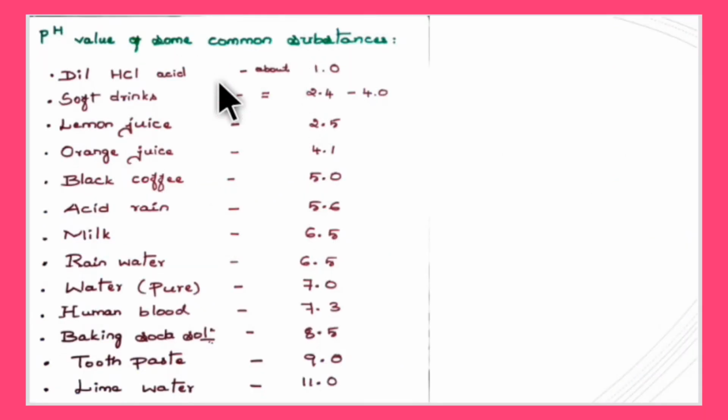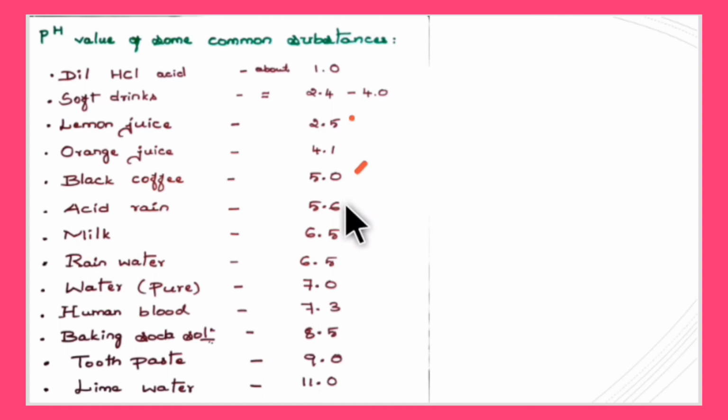Now we shall check the pH values of some common substances. Here I have listed only a few, the important ones generally. You can refer to more references later. Hydrochloric acid pH value is about 1.0. Soft drinks are between 2.4 and 4. Lemon juice 2.5. Orange juice 4.1. Black coffee 5. That's why you should not drink too much coffee, it is acidic in nature.